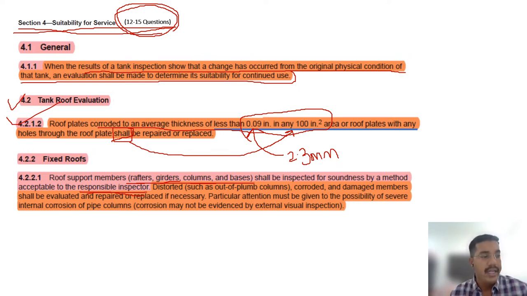The roof is the least important part of a tank, whereas the bottom plate is the most important part of the tank. If you compare with a pressure vessel, the shell is more important than any other part. Similarly, for the tank, the bottom plate is more important. The annular plate, annular ring, is similarly important.